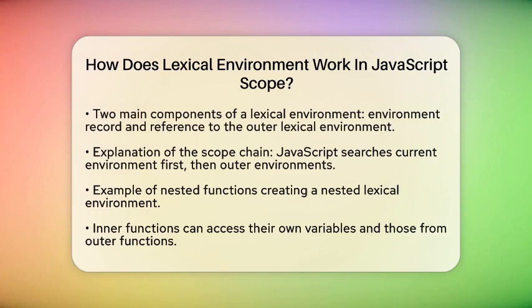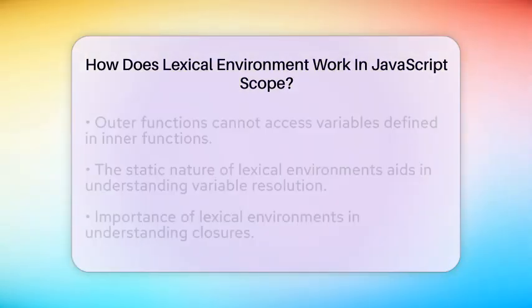This setup creates what is called the scope chain. When JavaScript needs to find a variable, it looks in the current lexical environment first. If it does not find it there, it moves up the chain to the outer environments until it finds the variable or reaches the global scope.